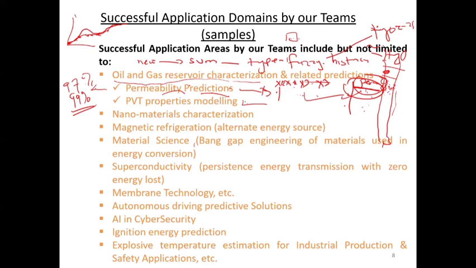Then, like I said, PVT property was also modeled. Later, we look at some of them in detail if necessary. Thereafter, we moved to nanomaterials characterization. It was one of the collaborative works with our young Professor Tesli Masafa and Dr. Adeniro. If opportunity comes later in future, we will discuss more about how we came into the area of nanomaterial characterization. The magnetic refrigeration alternative energy source modeling was also carried out.